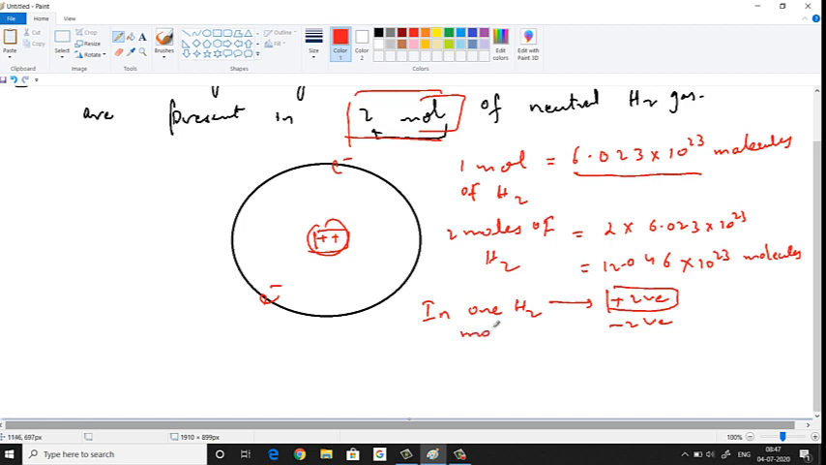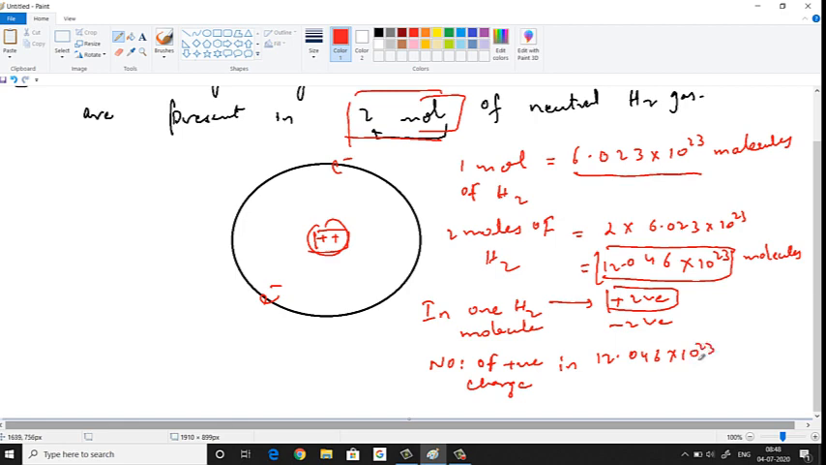So in one H2 molecule, you have how many? 2 positive charges. So in so many, how many will you have? So the number of positive charges in 12.04, approximately, or 12.046 only, let us take, into 10 power 23 molecules. Okay, the number of positive charges in so many molecules will be how much?